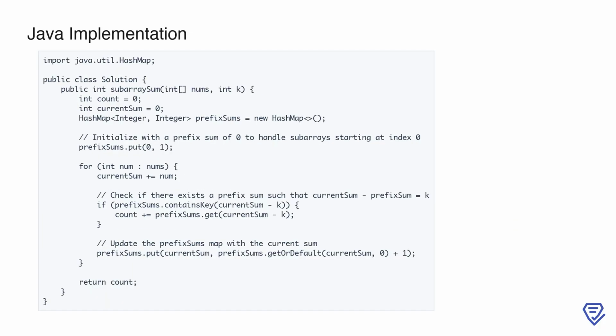This is the Java implementation for LeetCode problem number 560, Subarray Sum Equals K. The logic mirrors the Python implementation, using a hash map to store prefix sums and their frequencies. The subarraySum method iterates through the input array, updating the current running sum and checking if a previous prefix sum exists such that the difference equals the target k. Key differences include explicit type declarations and Java-specific collections like HashMap. The method efficiently solves the problem with O(n) time complexity by leveraging the prefix sum approach.